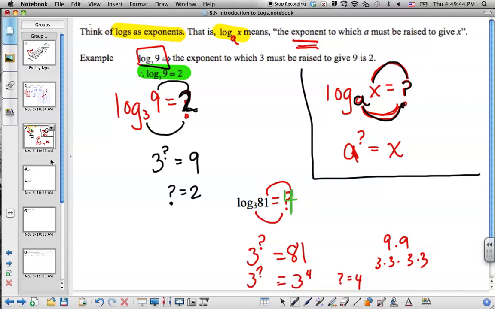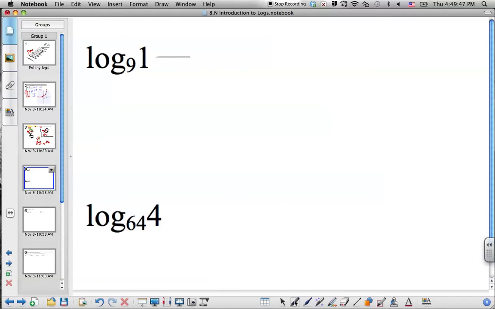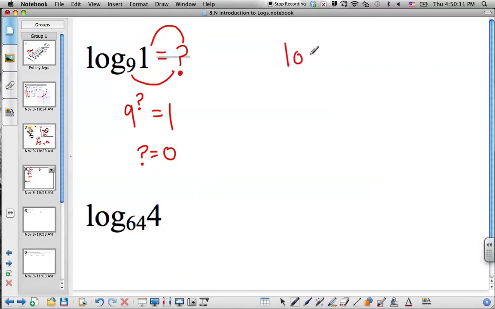Good, let's look at a couple more examples. We're going to use the ear method again. We're going to start with the base of 9, raised to what power is going to give us 1? And we know what that is. Question mark is equal to 0. So we could rewrite this whole equation to be log base 9 of 1 equals 0. Did you know that was a way to write 0? Interesting. Fascinating.